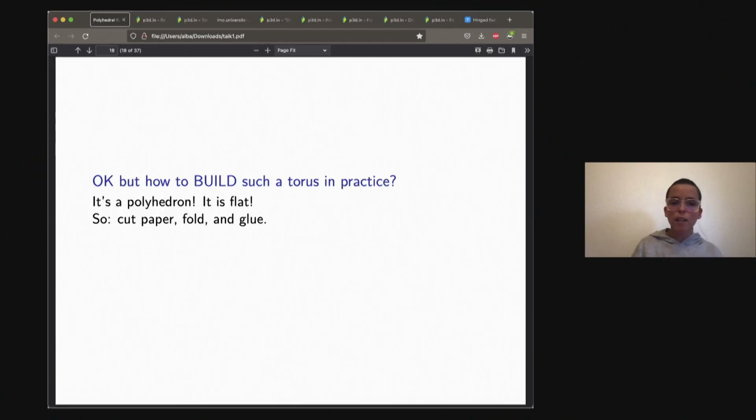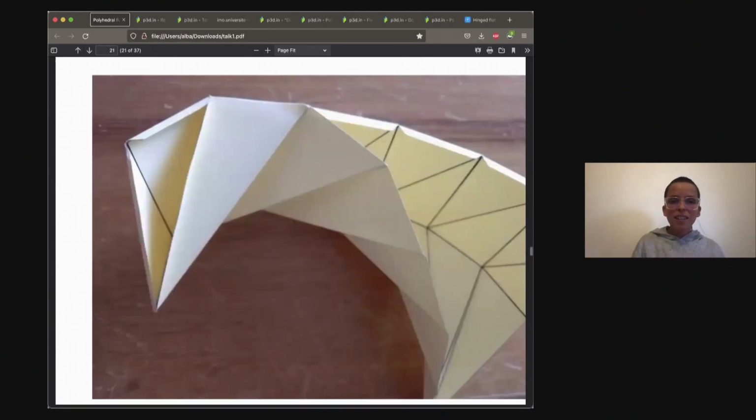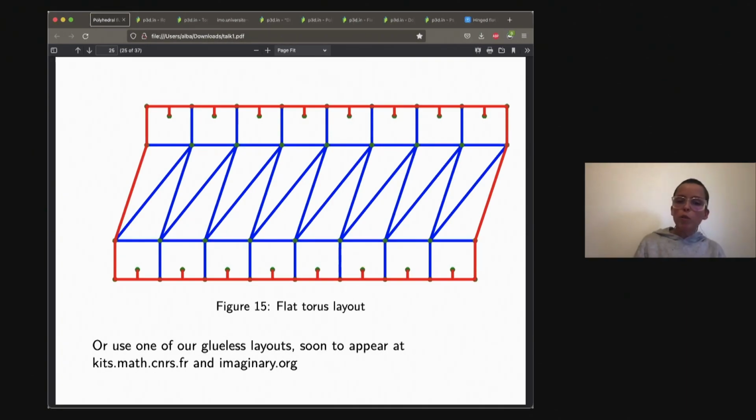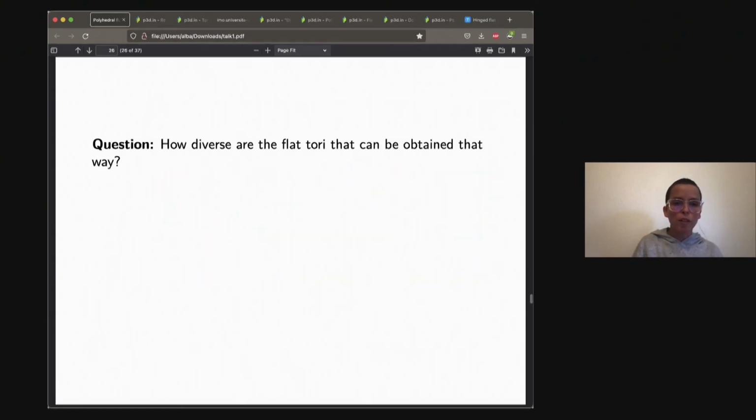Okay, but in practice, how to build such a torus? It is a polyhedron. It is flat, so you can just cut paper, fold it, and glue it, and have a torus. Or you can use one of our glueless layouts, soon to appear at kits.math.cnrs.fr and imaginary.org, two sharing websites for mathematics popularization.